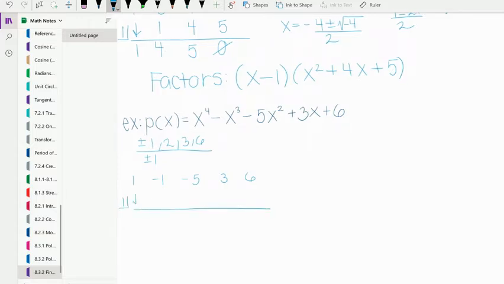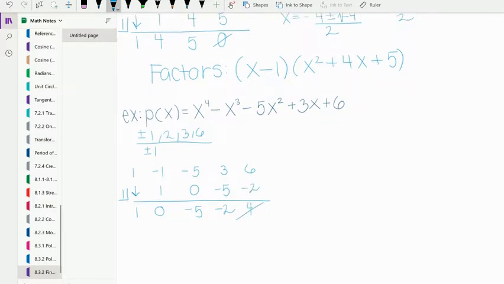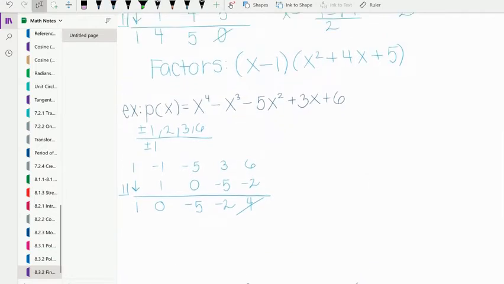So I bring down the 1, and then 1 times 1 is 1. Negative 1 plus 1 is 0. 0 times 1 is 0. And then we get negative 5. 1 times negative 5 is negative 5. 3 minus 5 is negative 2. 1 times negative 2 is negative 2. 6 minus 2 is 4, which means we did not get a remainder of 0, which means that this one is not a factor. So we must continue.